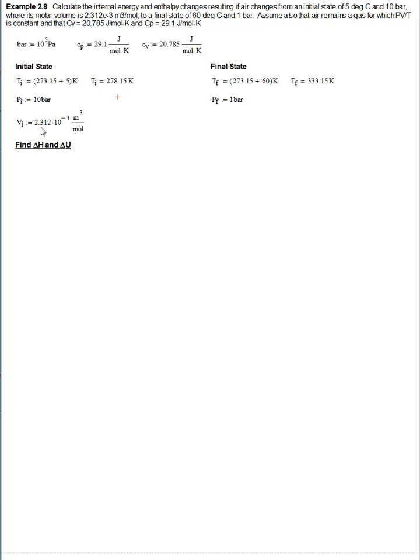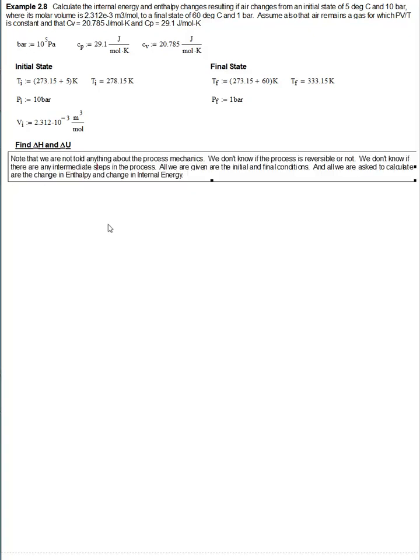10 bar, and here's my initial volume. My final state, 333 Kelvin, and 1 bar. And then I write down what we need to find, and that is the delta H and delta U. I went over this in class, but I want to go over this a little bit more here.